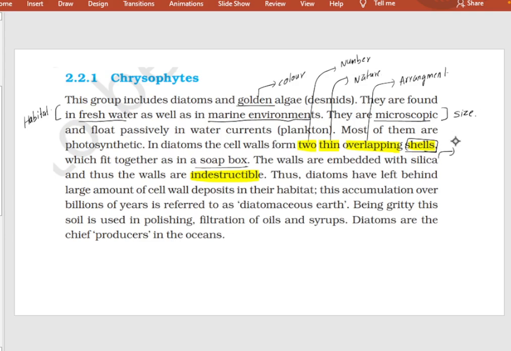What is it made of? Not completely silica. Cellulose will also be there, along with that silica. This is about the cell wall.